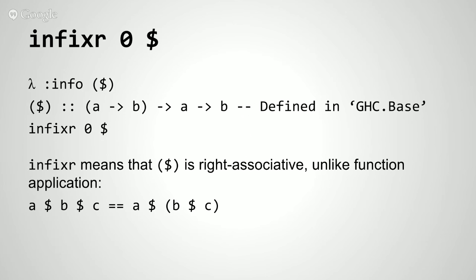Infix R means that the $ sign is right associative, unlike function application. So if you see A $ sign B $ sign C, you get the B $ sign C calculated first. That's a good way to make your computation associate from the right, which is often what you want.